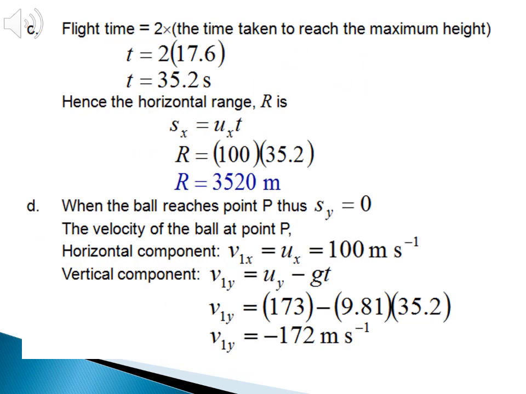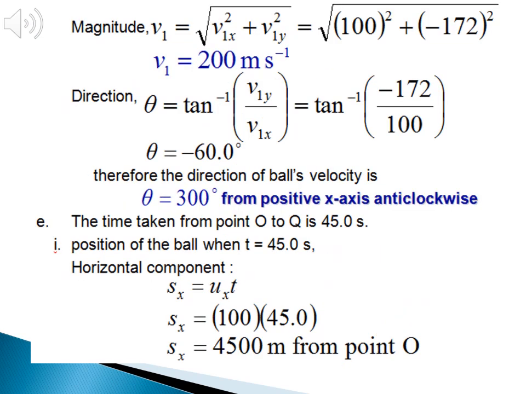For part C, note that they want us to find the horizontal range. Before that, we have to calculate the time of flight, which is equivalent to 2 times t. Hence, from the previous calculation, we multiply the time by 2 and you will get the answer of 35.2 seconds. Hence, you can find the horizontal range, R. From that, find the magnitude and direction using the formulas for tangent and magnitude.